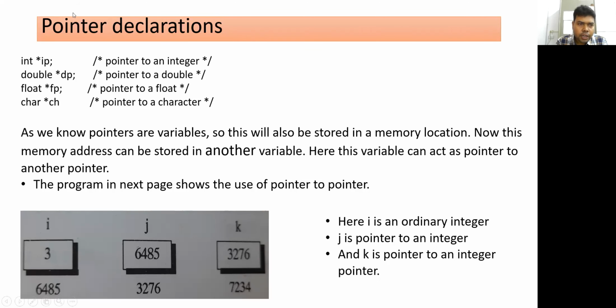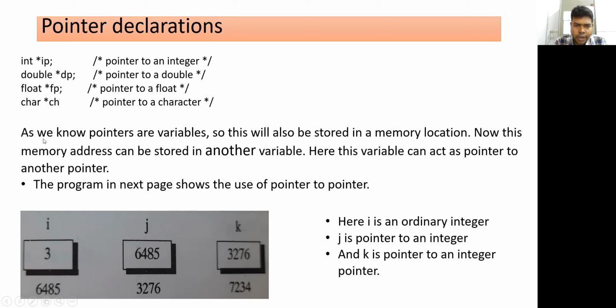Now, the pointer declaration. I have already told you that depending on what type of variable we are going to point to using a pointer, we have to declare it accordingly, like a pointer to an integer. When we are going to store the address of some integer, we declare it like int asterisk IP. IP is basically the pointer name. We can also point towards a double variable, so double asterisk dp, float asterisk fp, char asterisk ch, and so on.